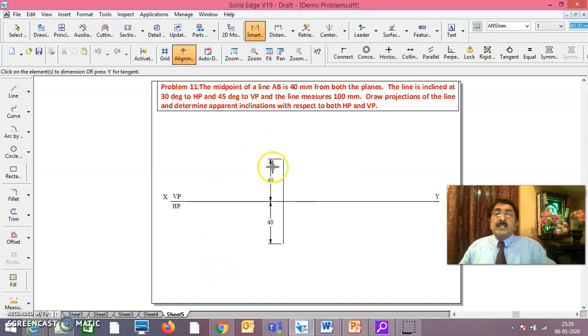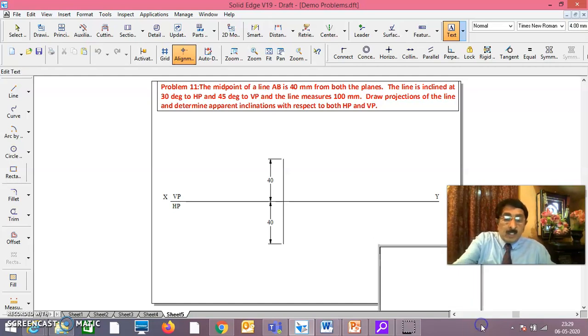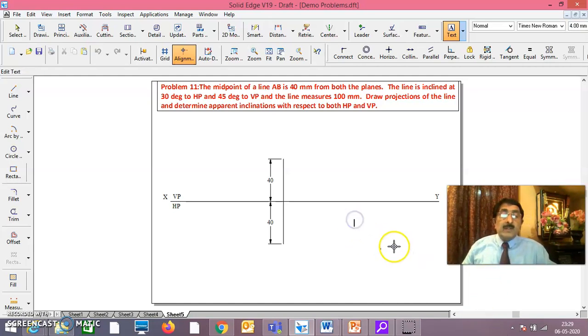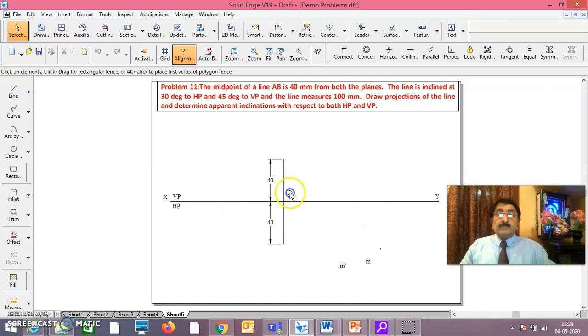That is what we have done. This is anyway not a parameter at all. Before you forget, you call this midpoint M dash, and M. M dash is the midpoint in the front view. M is the midpoint in the top view.